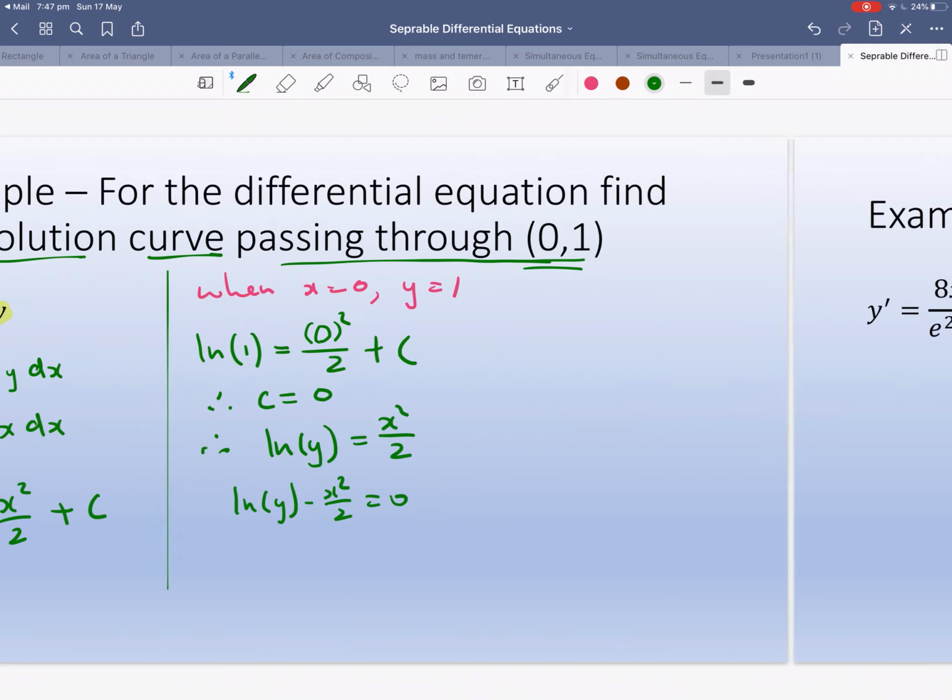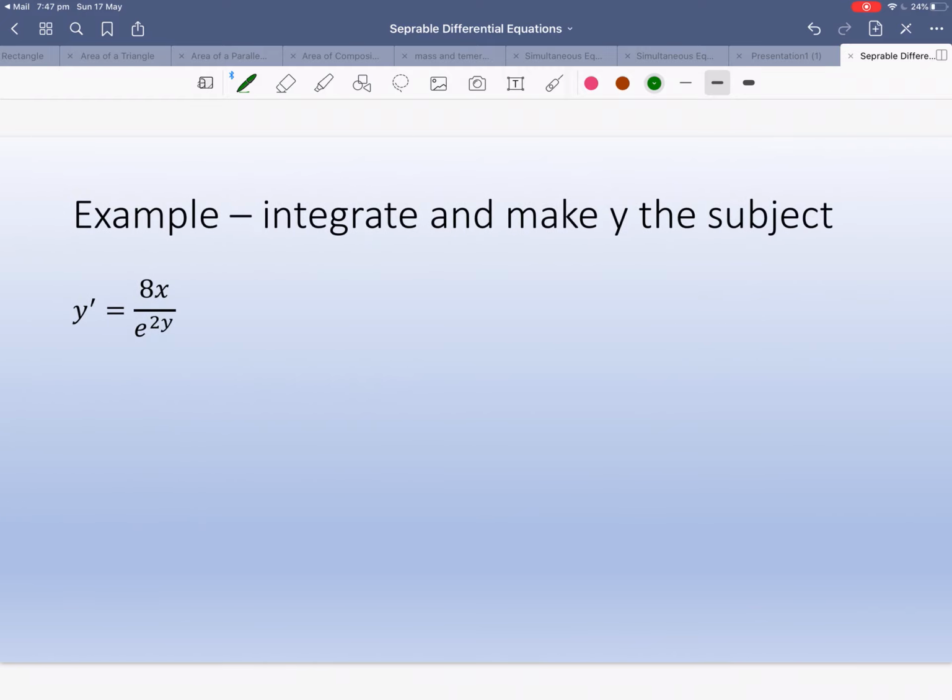All right, let's do one more example. It goes integrate and make y the subject. So I've just got another version of dy dx. I'm going to rewrite y dash as dy dx, and then I'm just going to start working with it. So I'm going to move the dx to the other side, so I've got 8x e to the 2y dx. Now I'm going to move the y's to the other side, and that's simply going to be e to the 2y dy is equal to 8x dx.